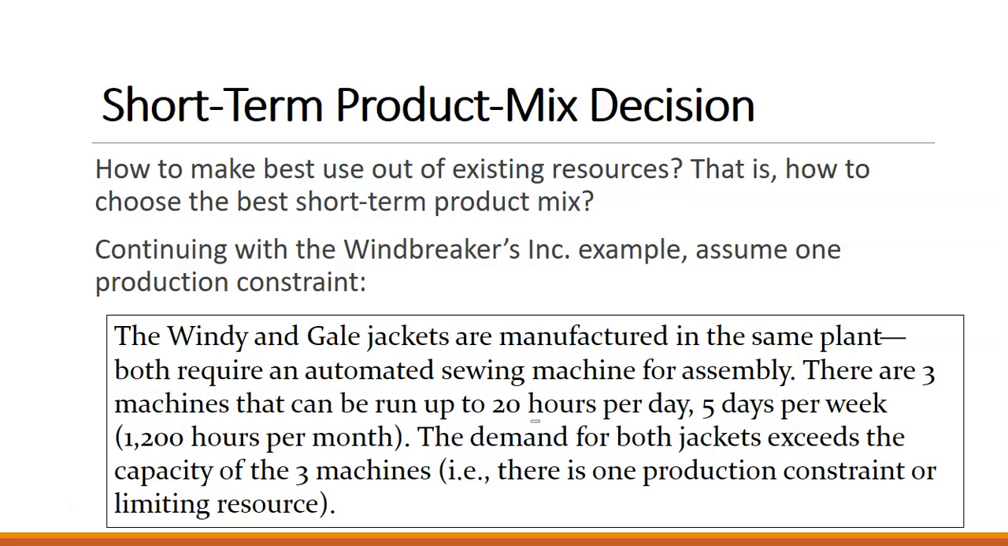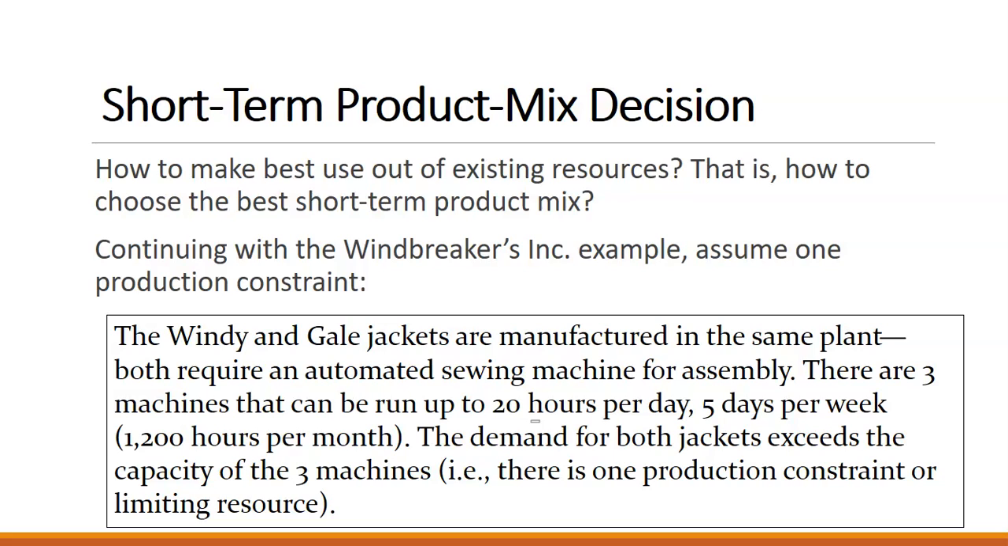There are 3 machines that can be run up to 20 hours per day, 5 days per week, for a total of 1,200 hours per month. The demand for both jackets exceeds the capacity of the 3 machines. So our production constraint is the sewing machine.